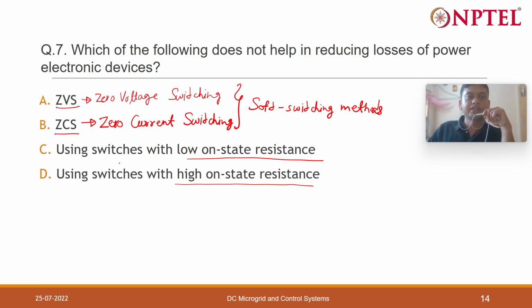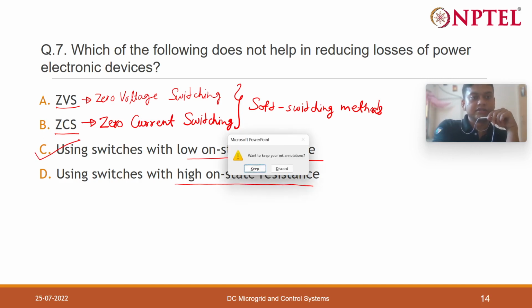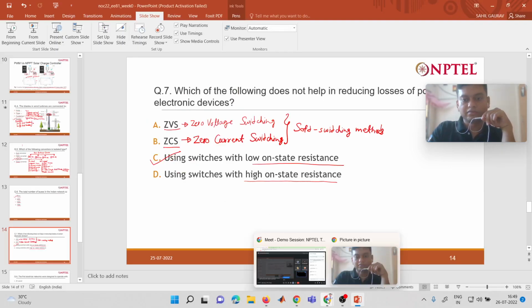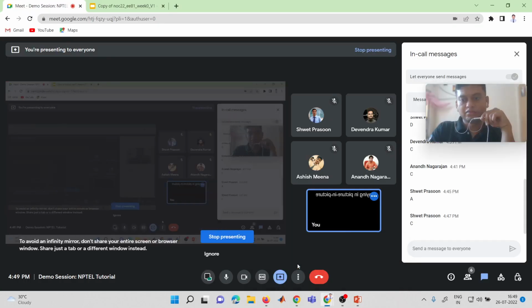So what will be the correct answer? Which of the following does not help in reducing losses of power electronic devices? The correct answer is D. Let me see how many of you gave the correct answer. Okay, most of the students gave the right answer.